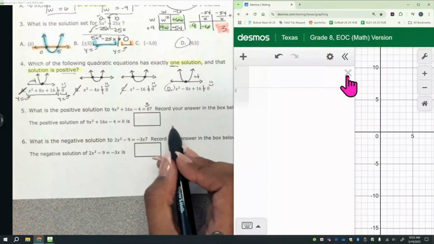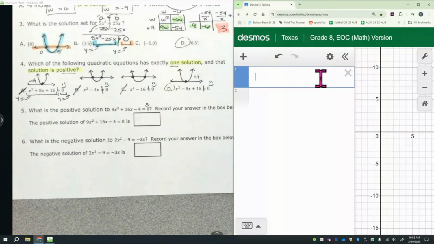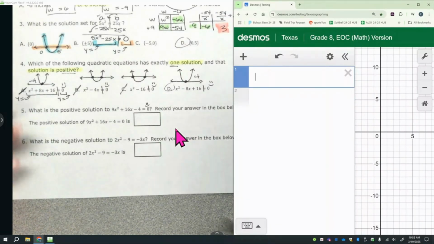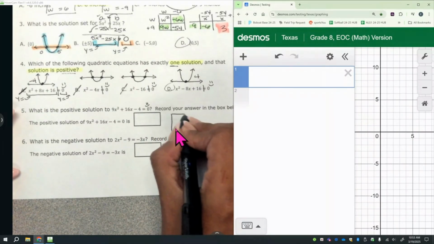Step 1 when using the box method is to check for GCF. Always, always, don't forget. So let's check GCF. Parentheses 9, comma 16, comma negative 4. And my GCF is 1, which is great because now we can just go straight into the box. So I'm going to draw my box here.